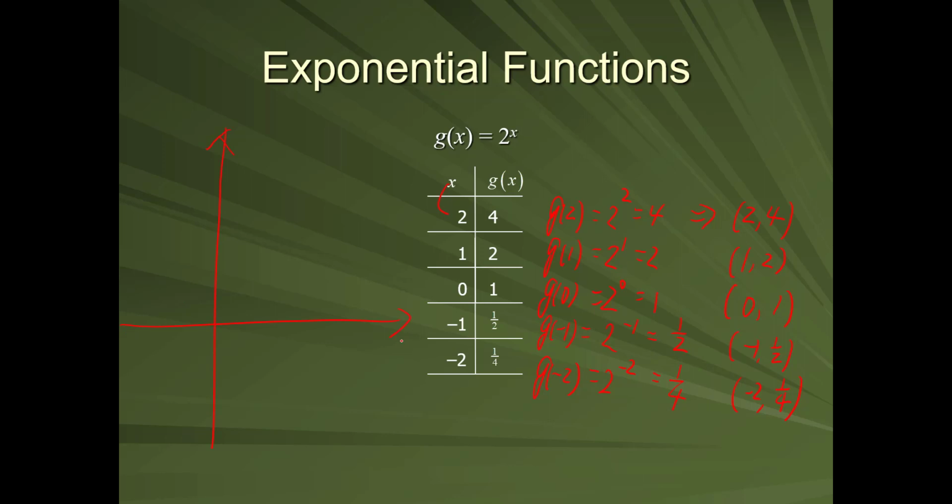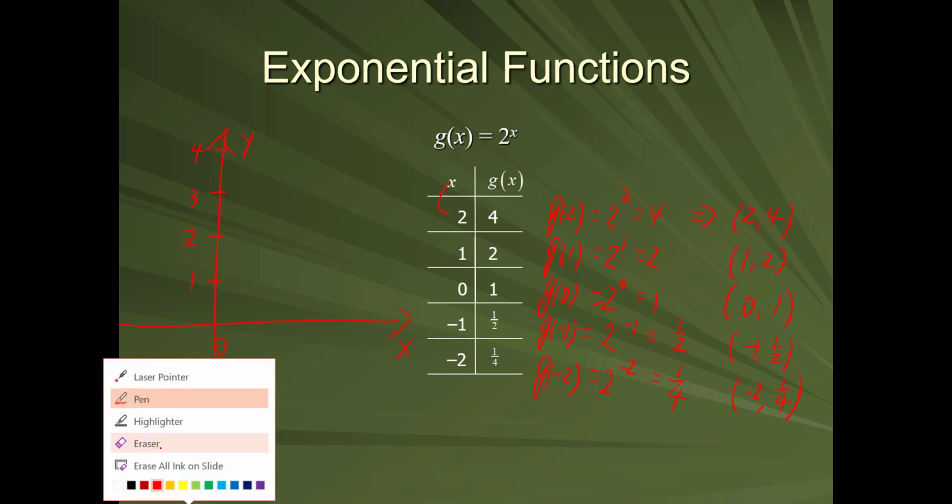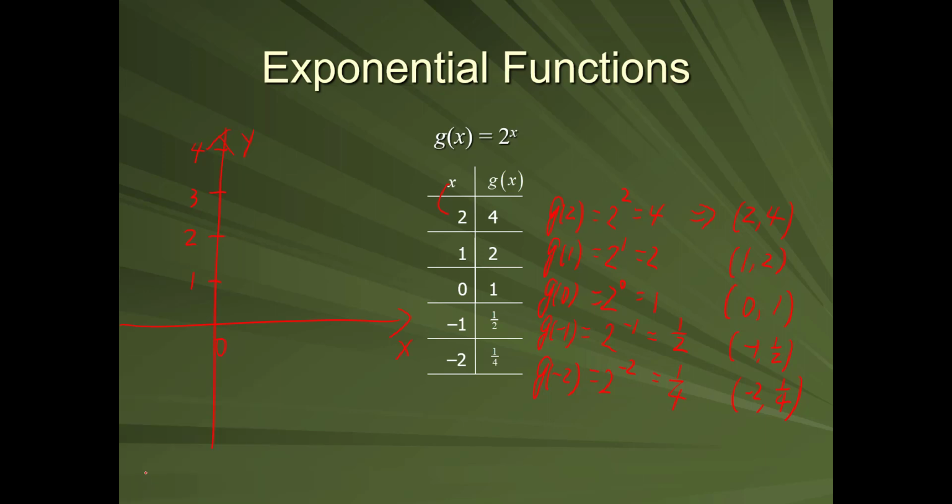So make sure you include all these numbers. So the minimum y value is a quarter, maximum is 4. On the y axis we have 2, 3, 4. That should be enough. And then on the horizontal axis, we have negative 2, negative 1, and then 1, 2 on the right.